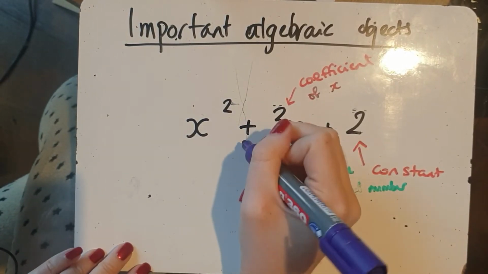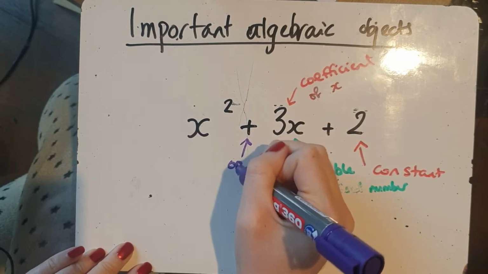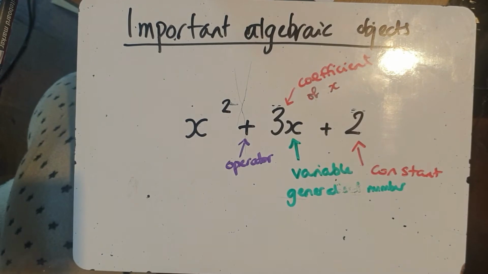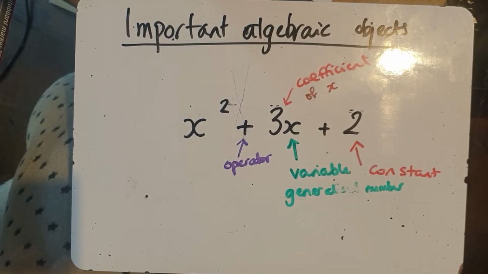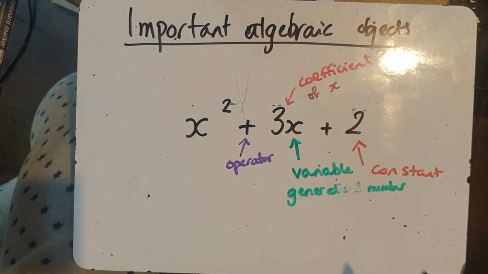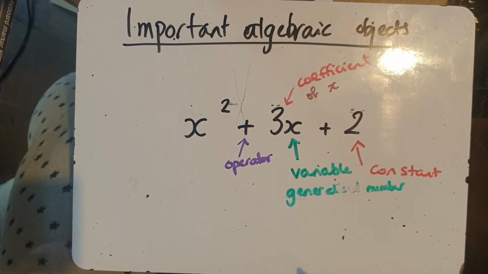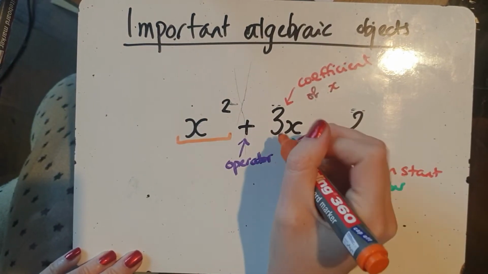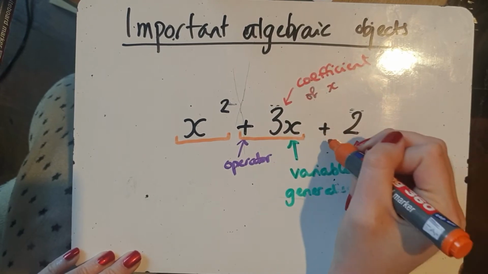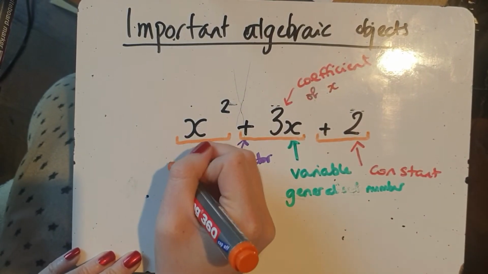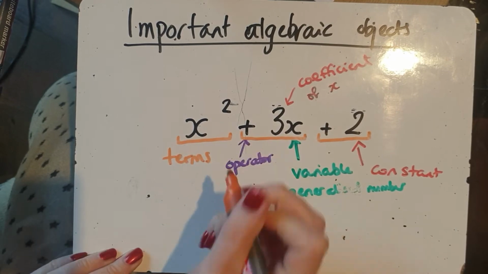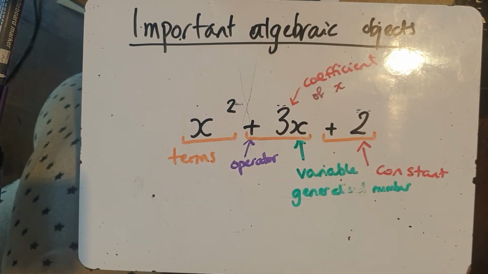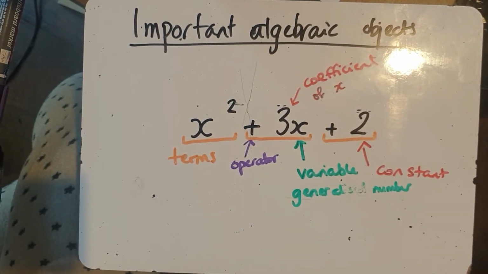The addition signs are operators. If there were subtraction signs, division signs or multiplication signs, they would be operators as well. Although, as you know, in algebra we don't write the multiplication sign. Each of these three things, so x squared, positive 3x and positive 2, they are all terms. And overall, this entire thing is an expression. So the whole thing is an expression.